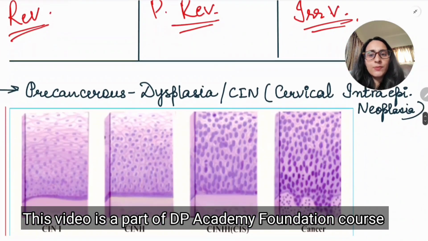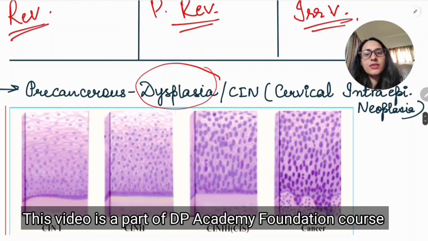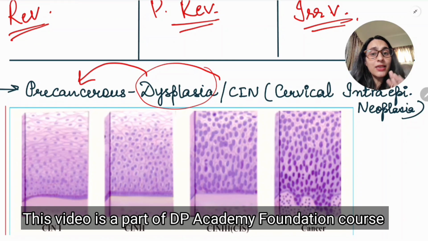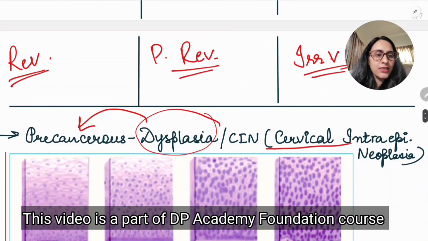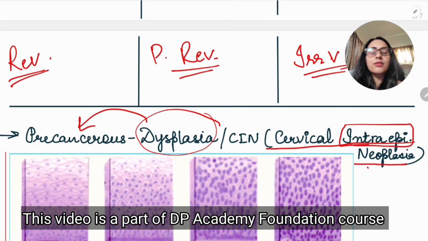If you see dysplasia, we have studied that dysplasia is a precancerous condition. It is before the cancer. Now the basement membrane is intact in dysplasia, right? If we see the dysplasia of the cervix, that is cervical intraepithelial neoplasia. This is a neoplasia. Intraepithelial means this is a neoplasia that is within the epithelium.